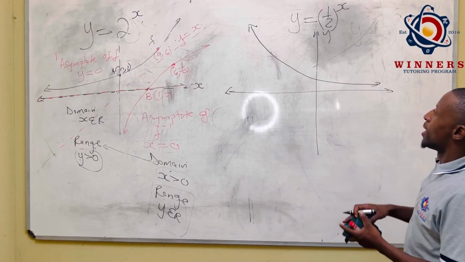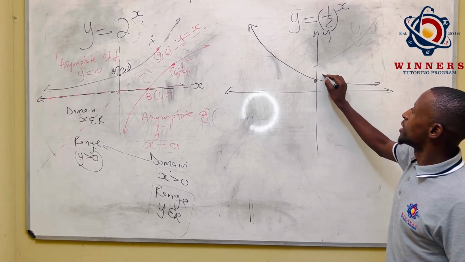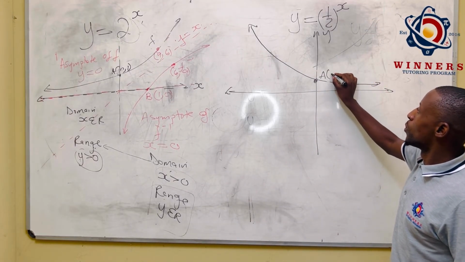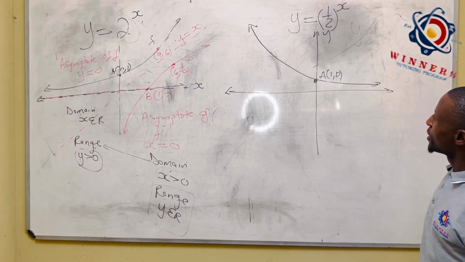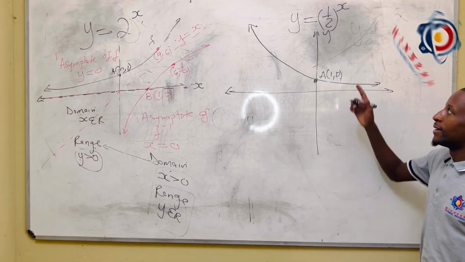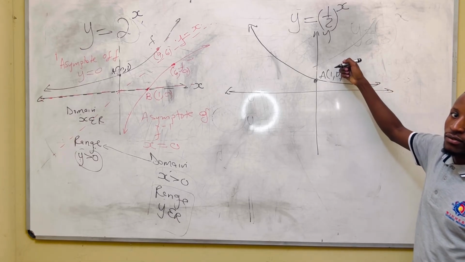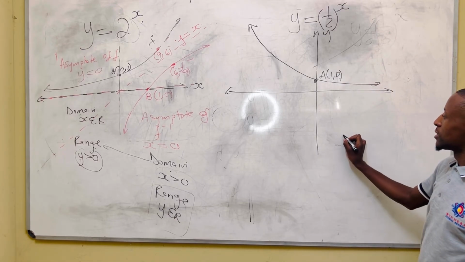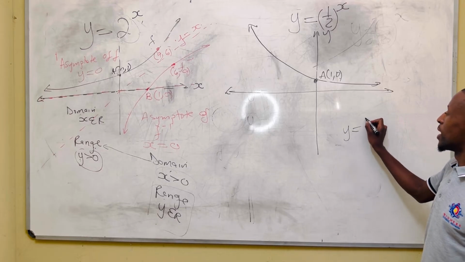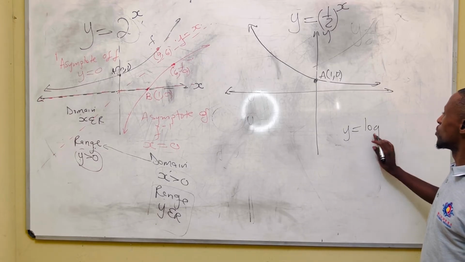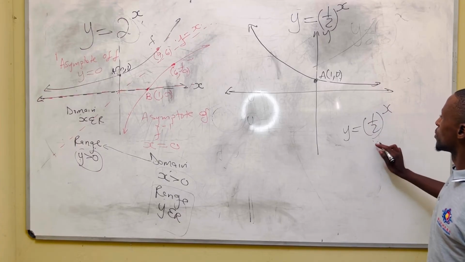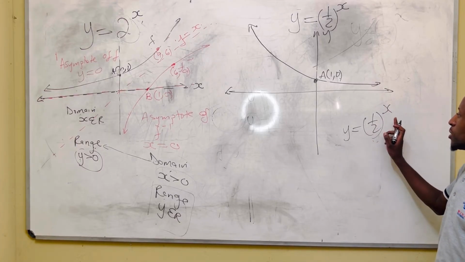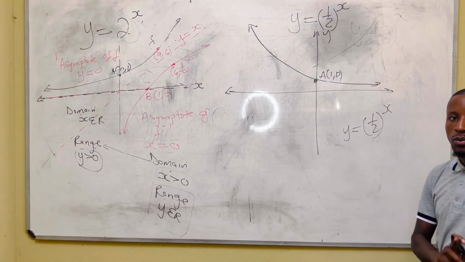So now, here it will always be 1 and 0 if we don't have a q there. So in this situation, we want the inverse of this graph. To get its inverse, you're going to interchange x and y. Wherever there is x, I'm going to put y. Wherever there is y, I'm going to put in x.